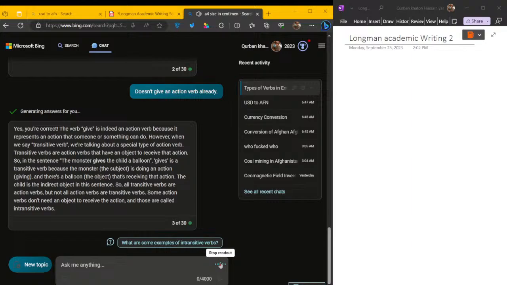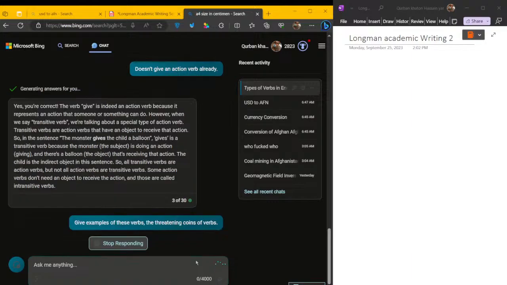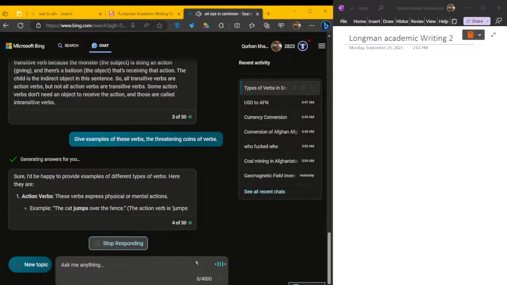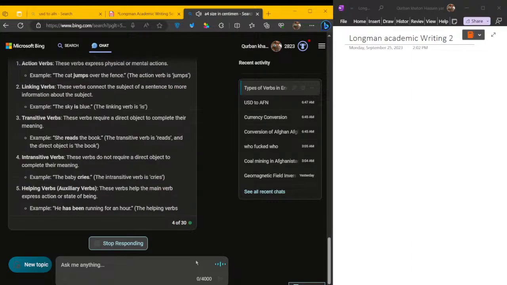Give examples of these verbs, the three kinds of verbs. Sure, I'd be happy to provide examples of different types of verbs. Here they are. Action verbs. These verbs express physical or mental actions. Example, the cat jumps over the fence. The action verb is jumps. Linking verb.